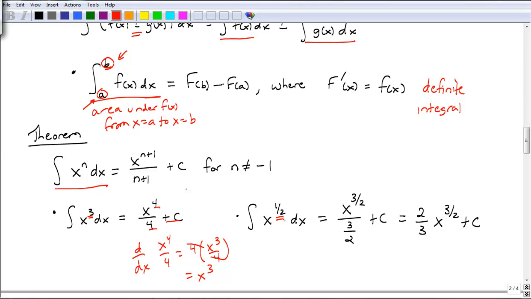Here the power was 1/2. So I add 1 to 1/2, that gives me 3/2, which is 1.5, and I divide by that number. Now notice since I divided by 3/2, I multiplied by the reciprocal. But in either case, if you're integrating x to a power, you add 1 to the power and divide by that number. That's the opposite of what we did for the derivative.